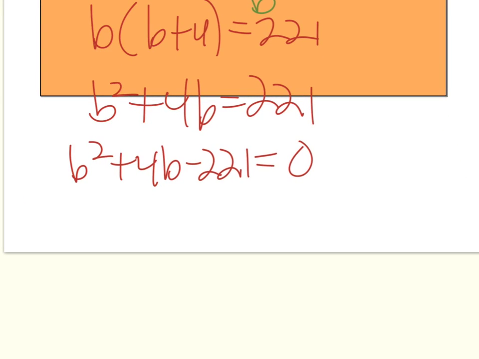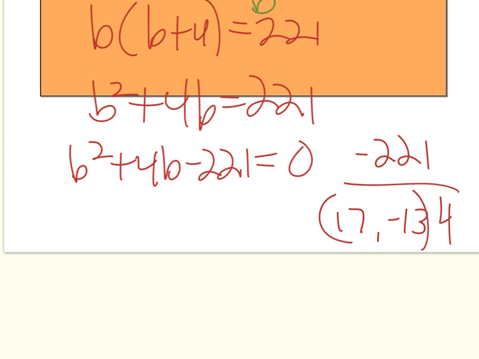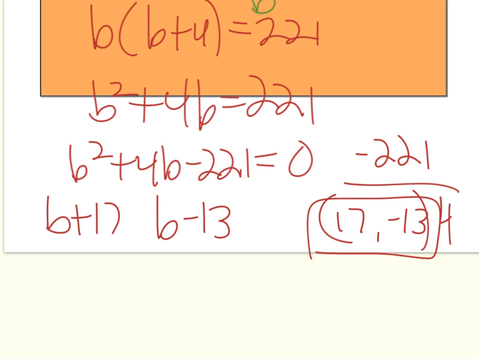So now here's where I have to do a little factoring. I have to do a little thinking. What multiplies to a negative 221, but is going to give me a positive 4? So I've got to start playing around a little bit. You know, 221 divided by some different things. Just playing around, in about 2 minutes, I figured out that if I take 17 and negative 13, those factors will work. So I'm going to have b plus 17, b minus 13 equals 0. So b is going to equal negative 17, or b is going to equal 13.